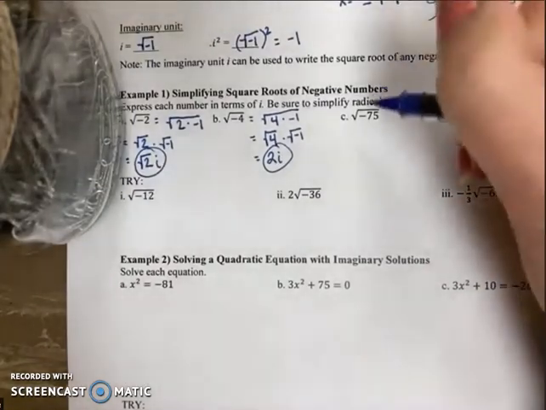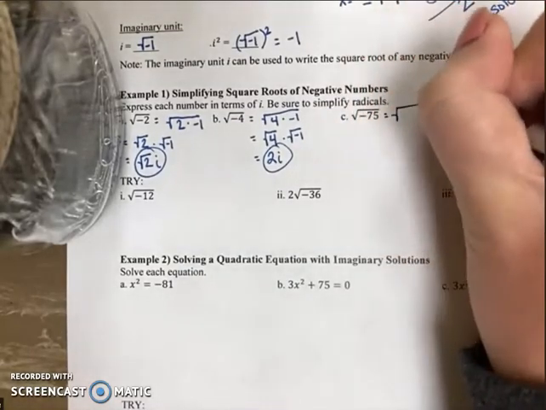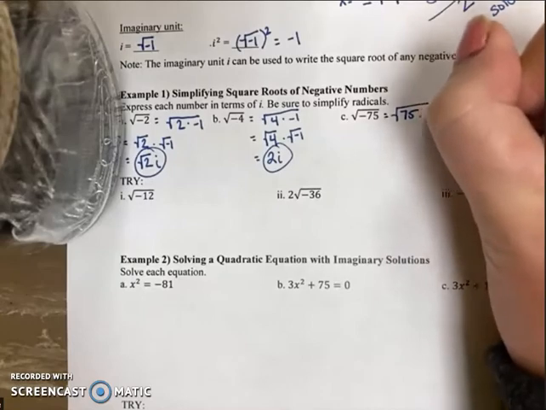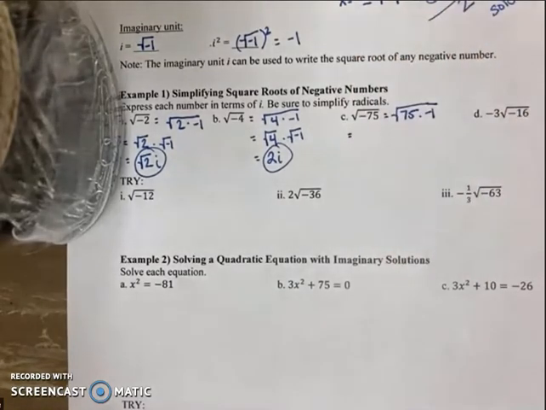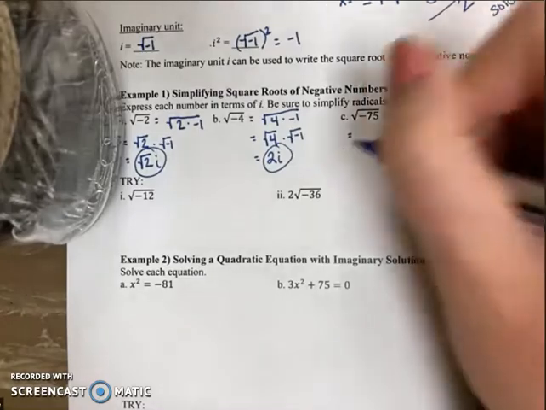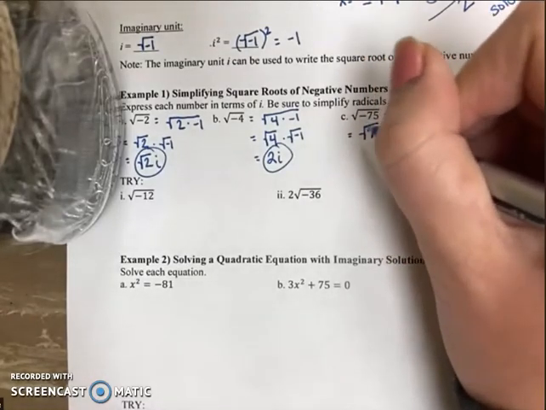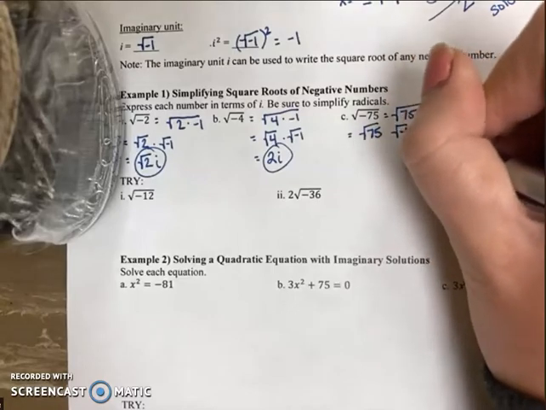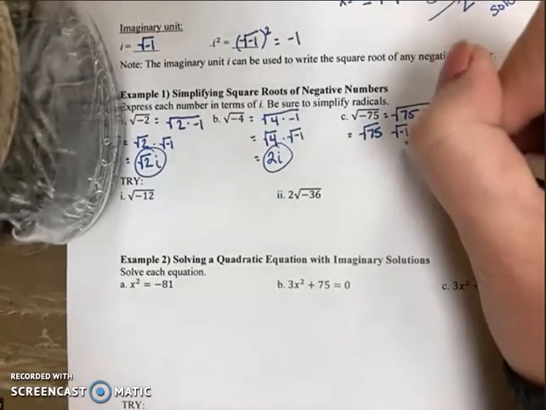Alright, part C, I have the square root of negative 75. Let's do it again where we split it up. I have 75, my number, and a negative 1. Remember, the goal is to rewrite this. We're simplifying the radical as an imaginary number. So splitting this up, I have the square root of 75. That's my real number. And then my square root of negative 1. This will give me the imaginary component.